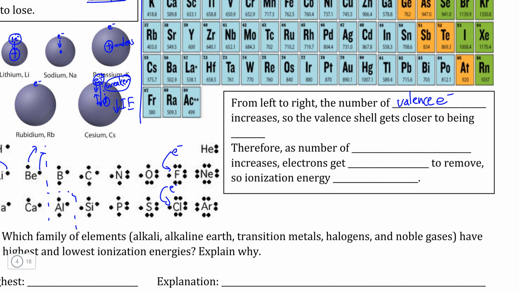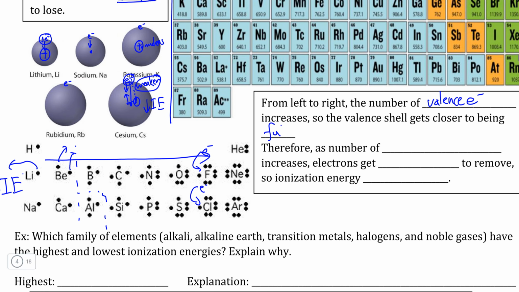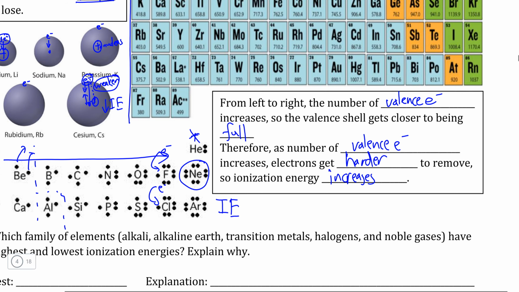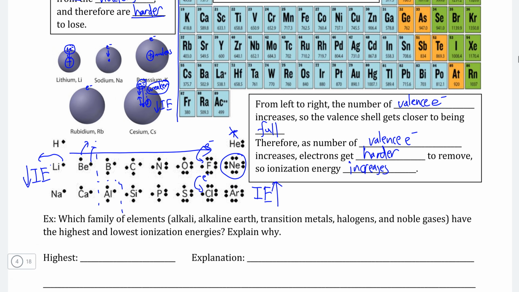So because when we move from left to right like this, the valence shell becomes closer to being full, as the number of valence electrons increases, the electrons get harder to remove. The closer we are to achieving a full valence shell, the more the ionization energy, the energy that is required to remove an electron, is going to increase drastically, which is why the nonmetals, especially the noble gases, have the highest ionization energies on the periodic table.